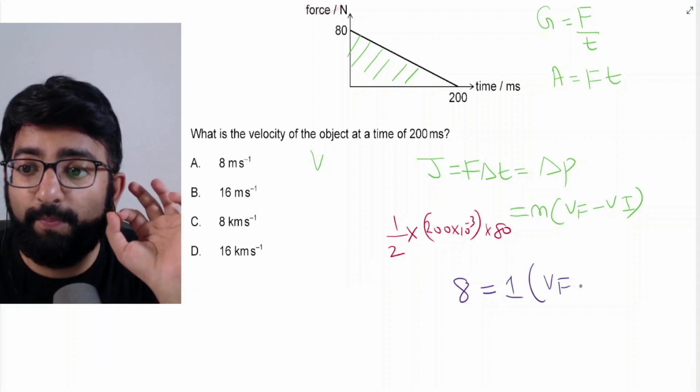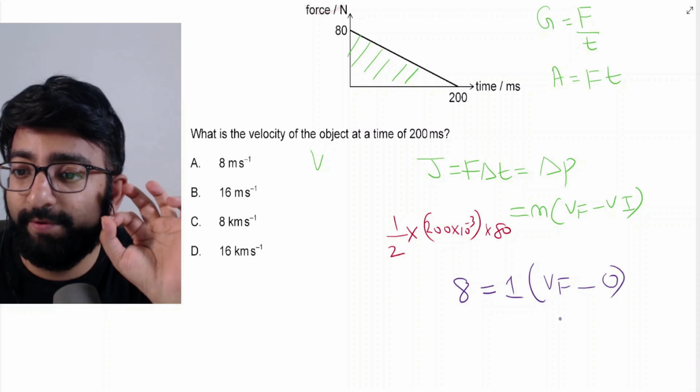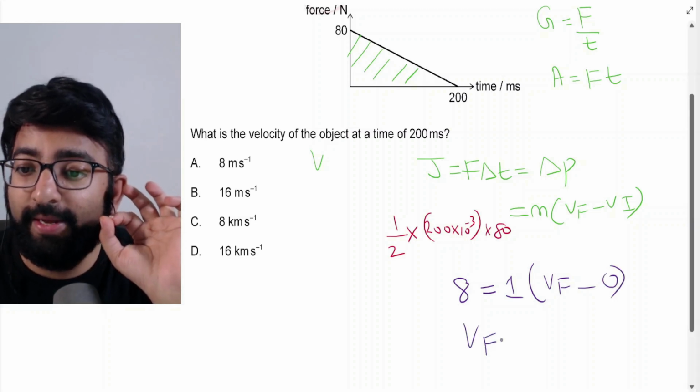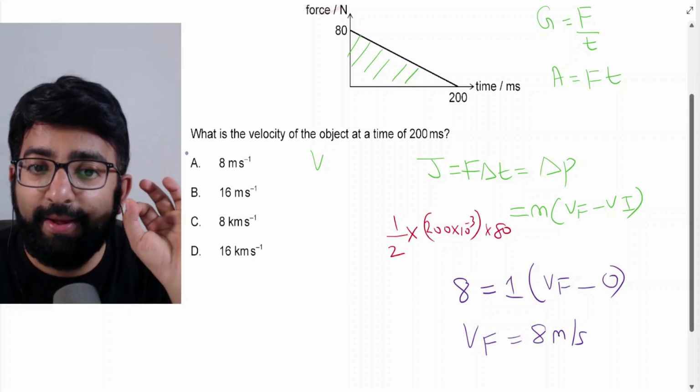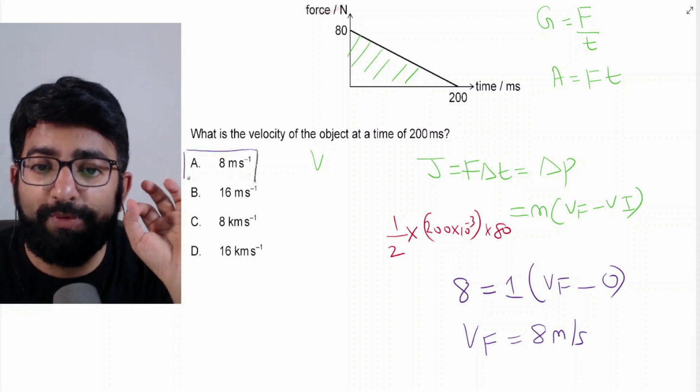Final velocity we are supposed to find. Initial velocity was given as 0. So if we simplify, the final velocity will come out as 8 meters per second. Hence, the answer is option A.